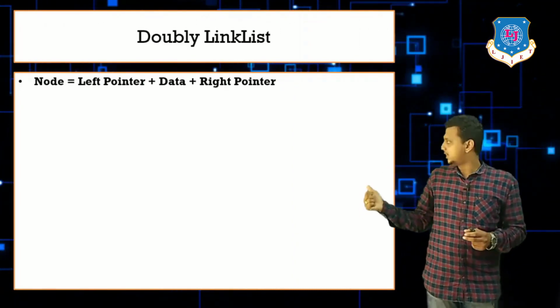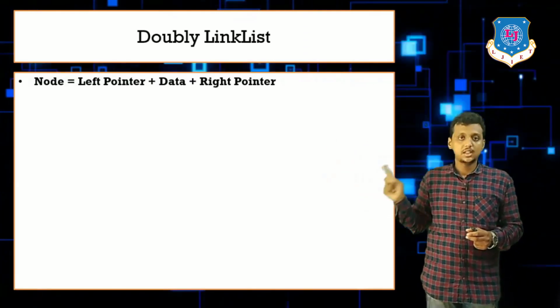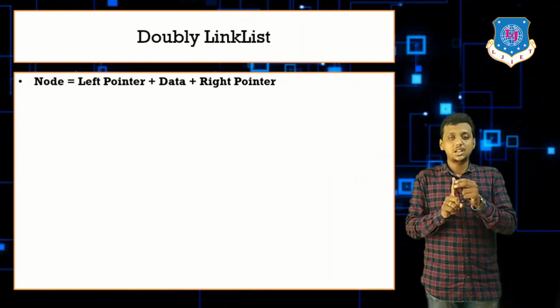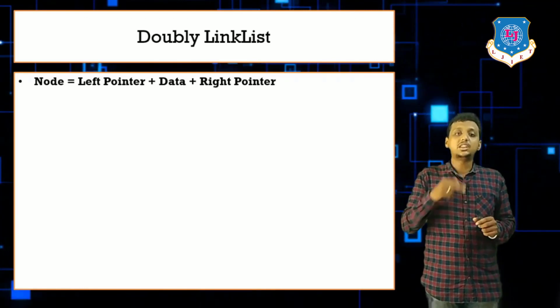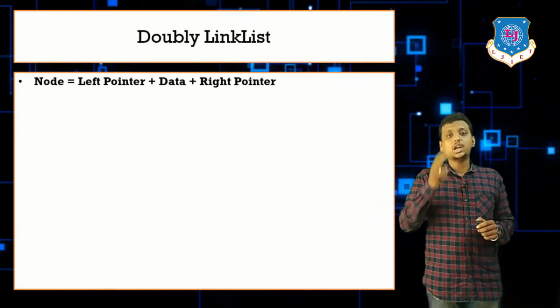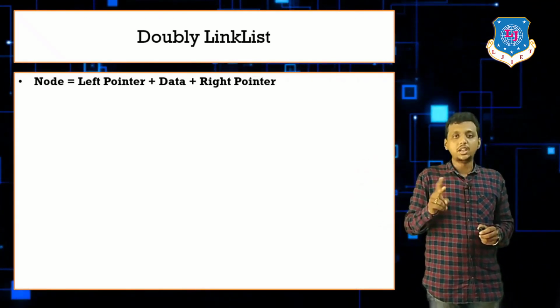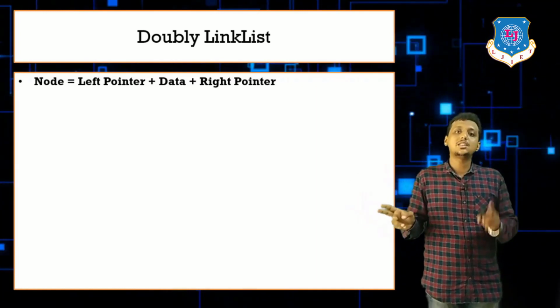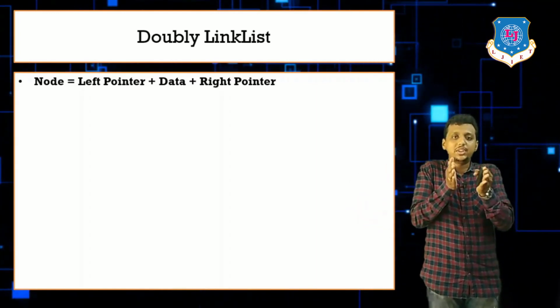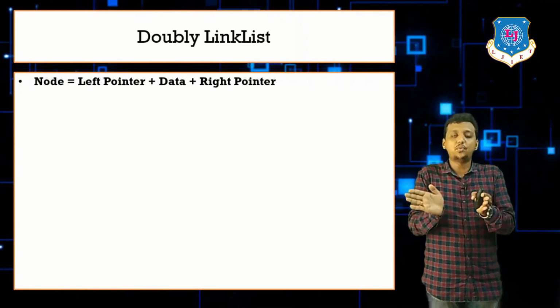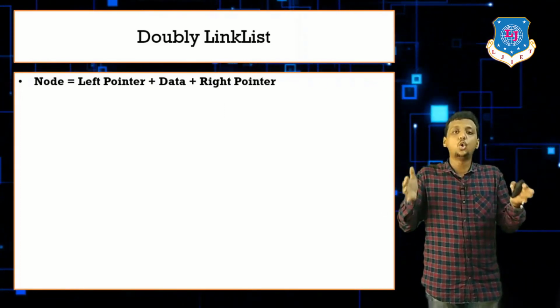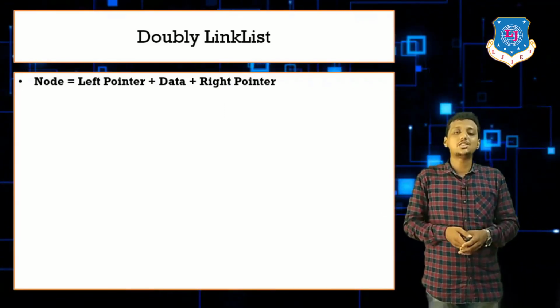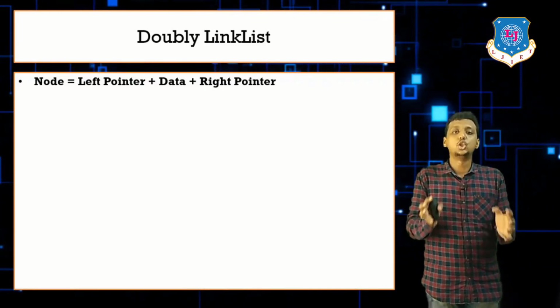But in the doubly linked list, students, we have different things. One is data itself, and then in addition to the data, we have two other pointers: one is left pointer, one is right pointer. So if here is your data, then this is your left pointer, this is your right pointer, and the whole node is known as a doubly linked list node.